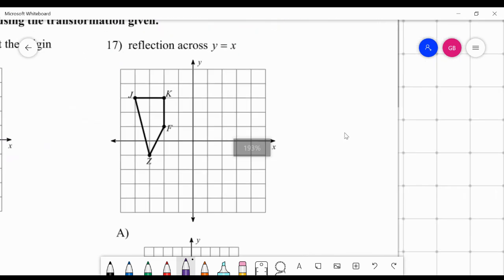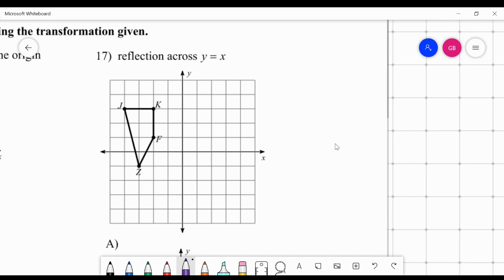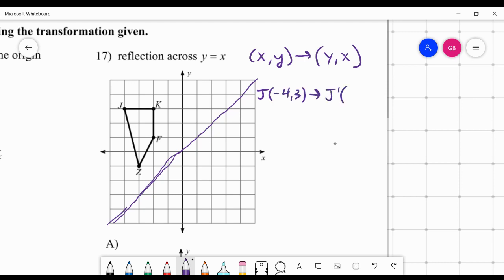All right, 17. We're going to reflect across the line y equals x. So the line y equals x is this line here. We're going to reflect across this line. When you reflect across the line y equals x, you just switch the coordinates from (x, y) to (y, x). Let's say we start with J. J is (-4, 3), so J prime is (3, -4).